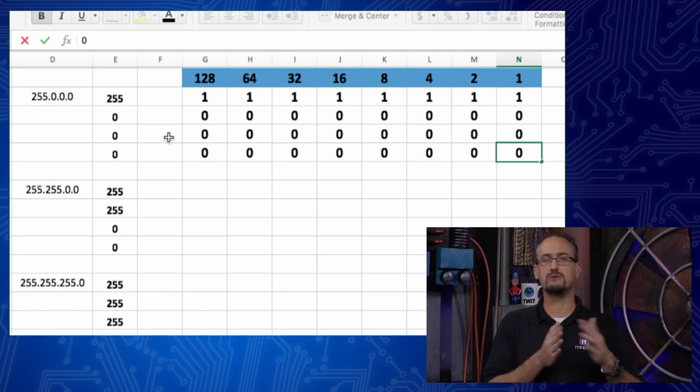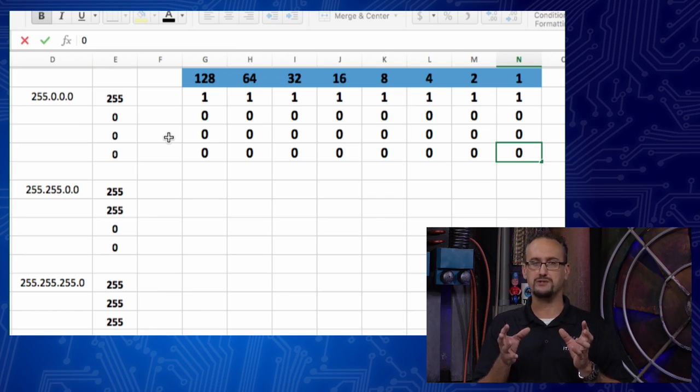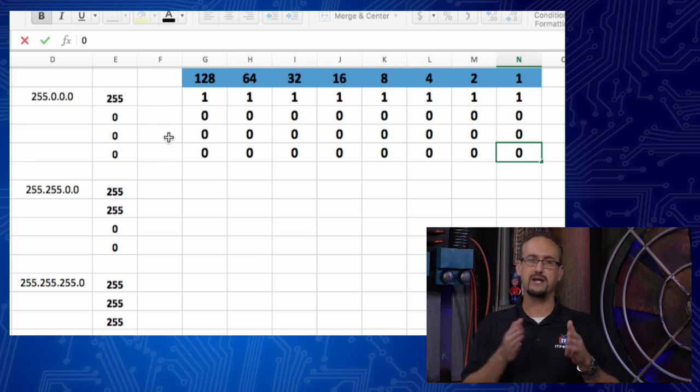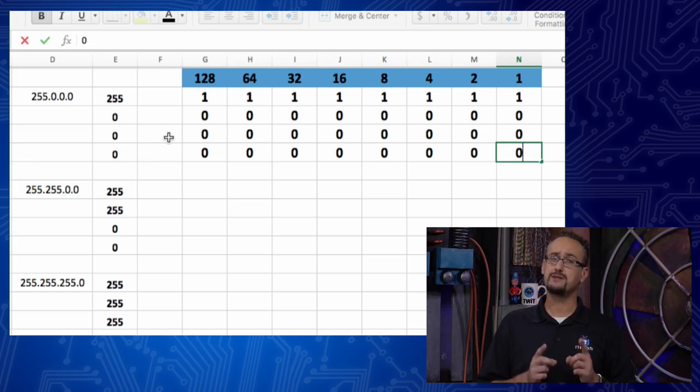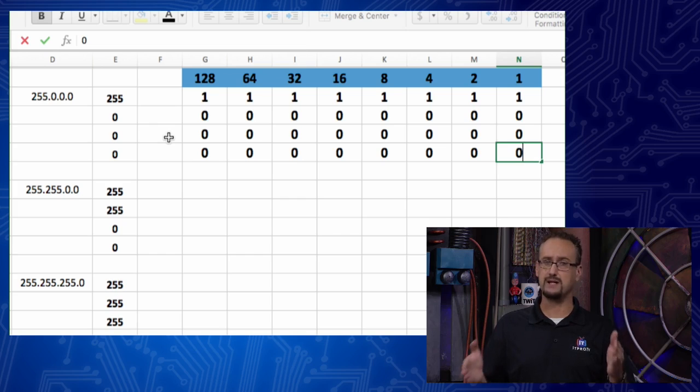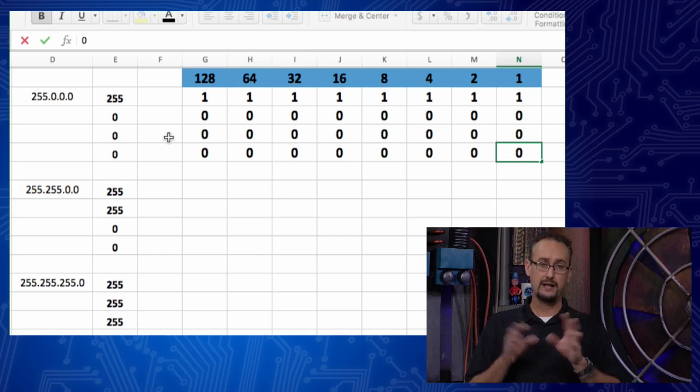Right? Do I have any zeros in between, a break in the ones, right? A 0 and then another 1. And the answer is no. And that's something to understand about a subnet mask. A subnet mask must be contiguous 1s. There cannot be any zeros in between these 1s.